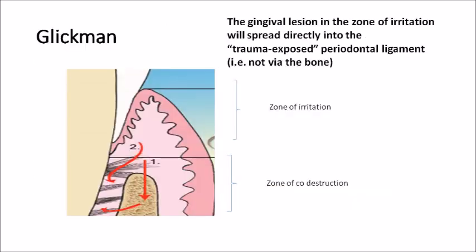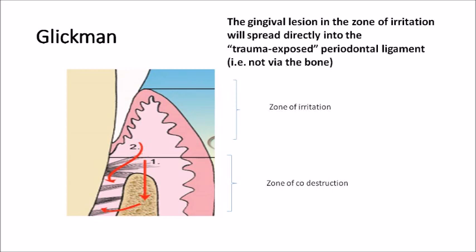Now coming to the most important portion, the trauma from occlusion has two schools of thought. It was given by Glickman and Verhoek. So what is the school of thought of Glickman about trauma from occlusion? He says the gingival lesion in the zone of irritation will spread directly into the trauma exposed periodontal ligament, and it is not via the bone.